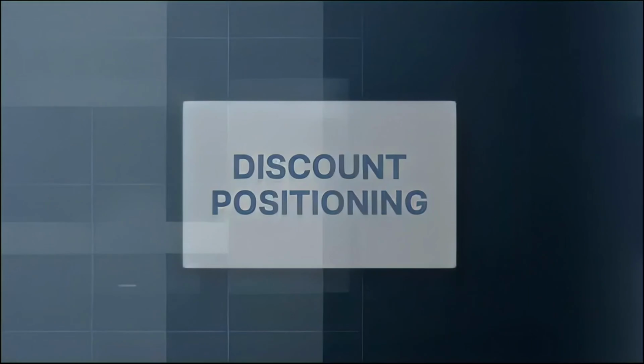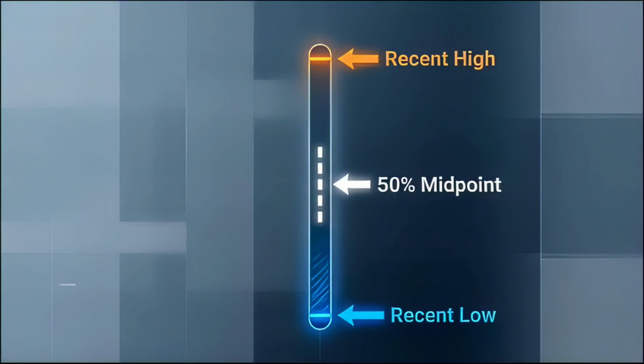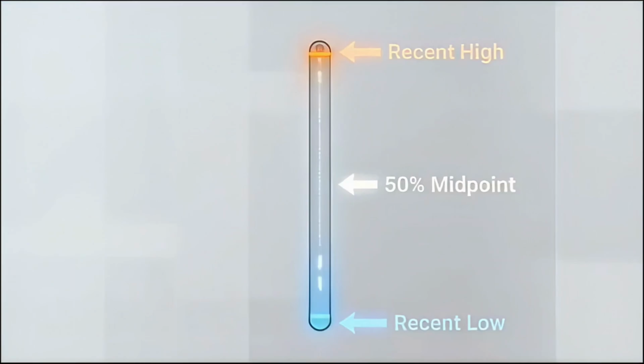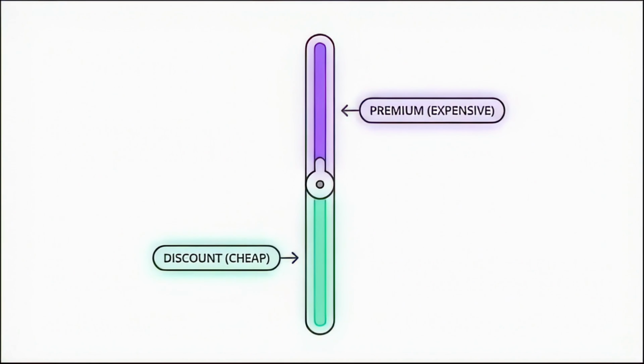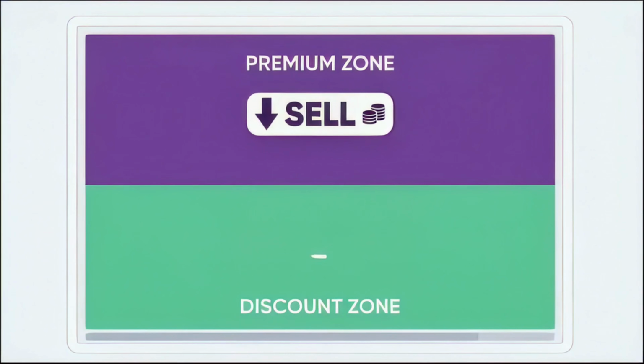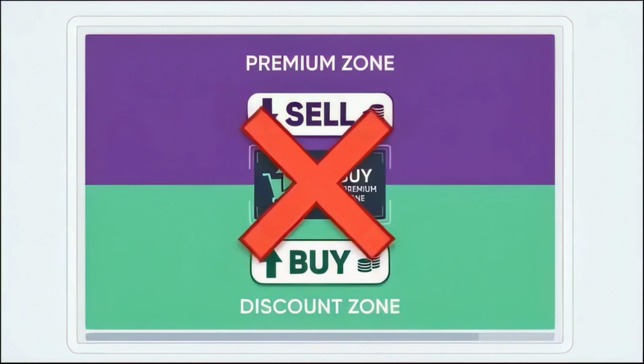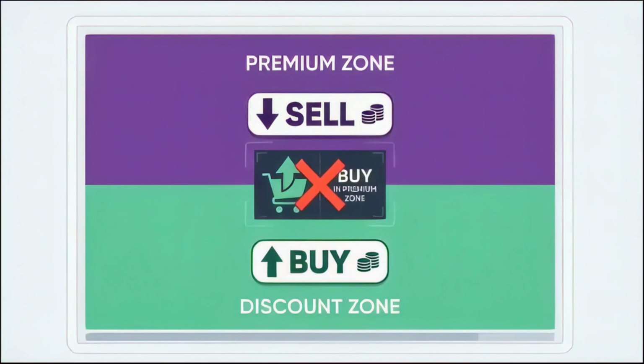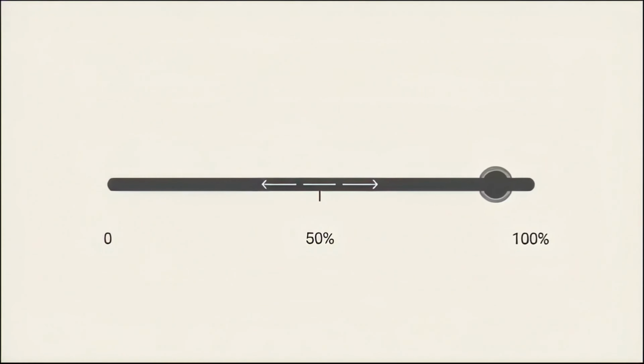Discount first. Take the range the market is currently working in, the recent low up to the recent high, and split it in half. Everything below the halfway point is discount, cheap. Everything above it is premium, expensive. And the rule is exactly what your instinct says it should be. You buy in discount and you sell in premium, never the reverse.